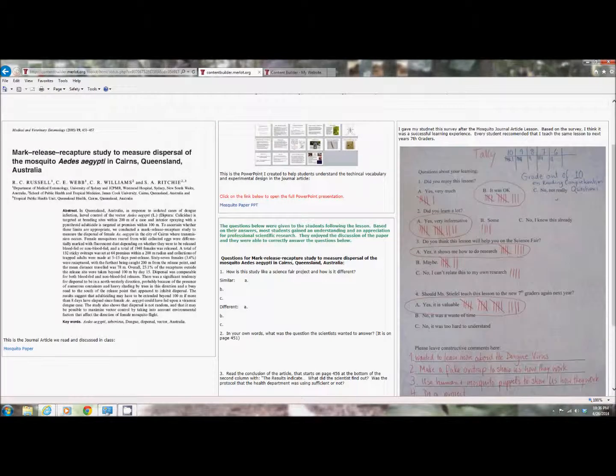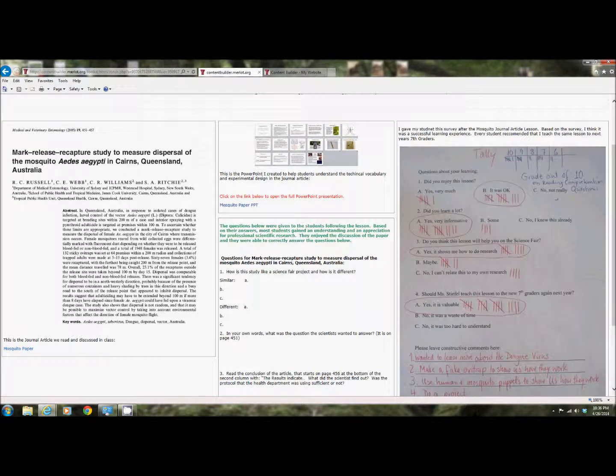The grades were quite good. I had a high number of 10 out of 10s, a lot of 9 out of 10s, a few 8s, a lot of 7s, and only 2 6s, and no grades below that. So the reading comprehension for the paper was quite good.